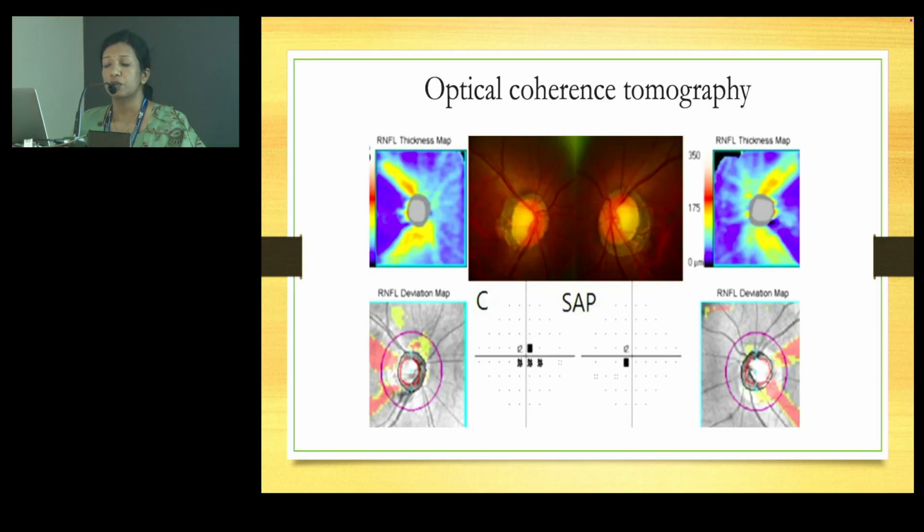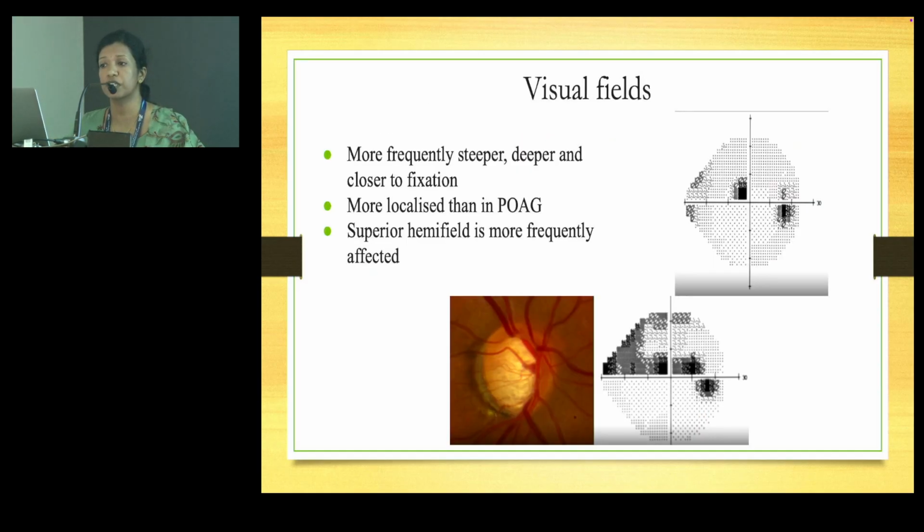Then coming to optical coherence tomography, here in the fundus photo you can find the temporal thinning, which is picked up by the OCT. Then you can find the RNFL defects also in the RNFL deviation map, and you can find a corresponding visual field defect involving the center. Visual fields, when compared to other glaucomas, are more frequently steeper, deeper, and closer to fixation, as you can find in the picture given above.